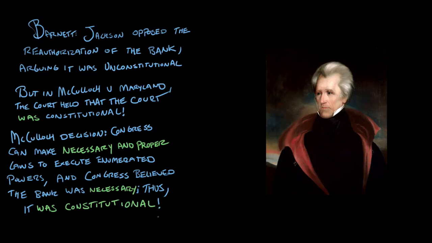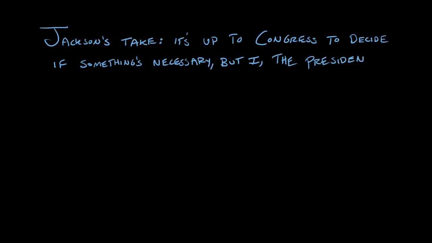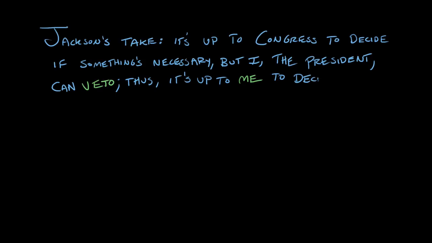What Jackson said was, hey, look, the court said that it's up to Congress to decide whether something is necessary and therefore constitutional. And I, as president, exercise a veto power as part of the legislative process. Therefore, it is up to me to decide whether the measure is necessary and therefore is constitutional. So I, as president, have decided that a bank is not necessary. And therefore, because the bank is not necessary, it is unconstitutional. And McCulloch versus Maryland allows me, as a participant in the legislative process, to make that call.